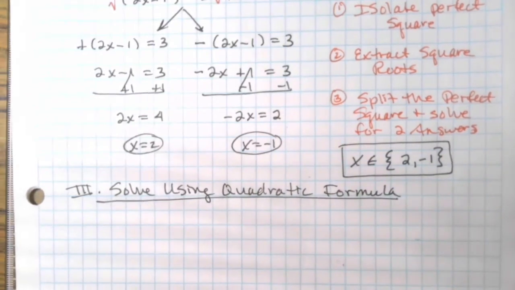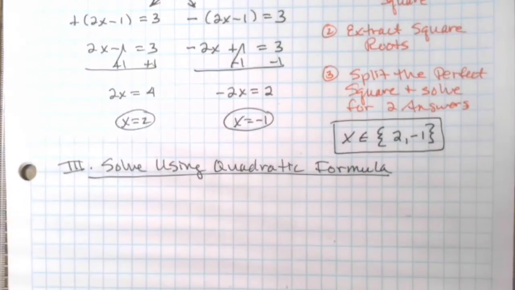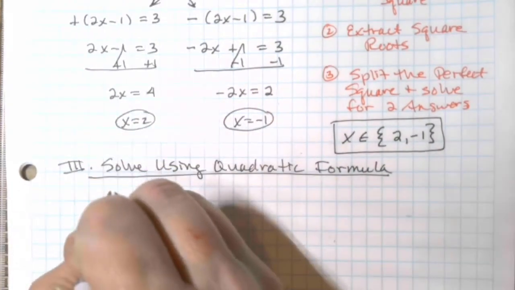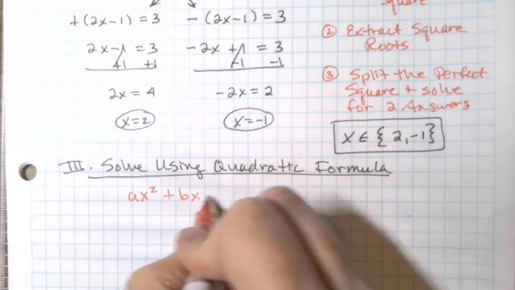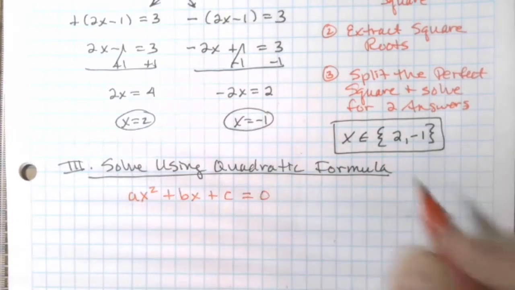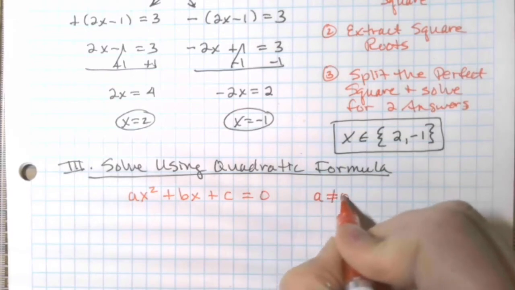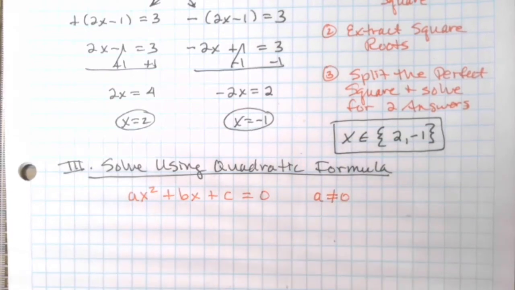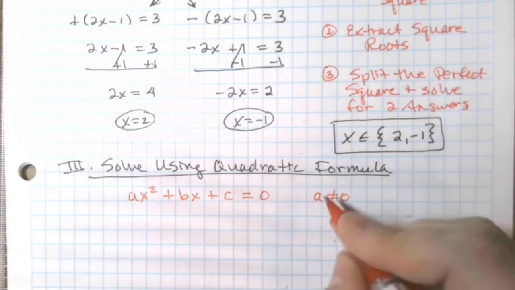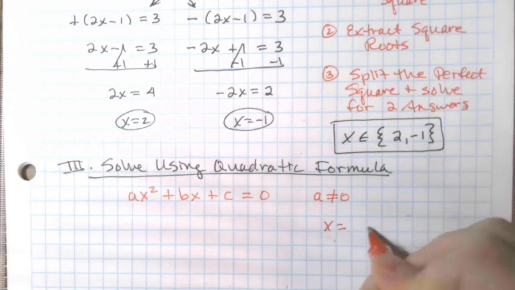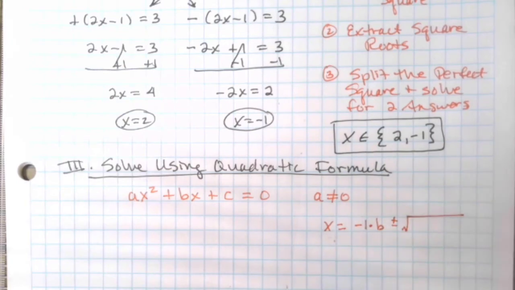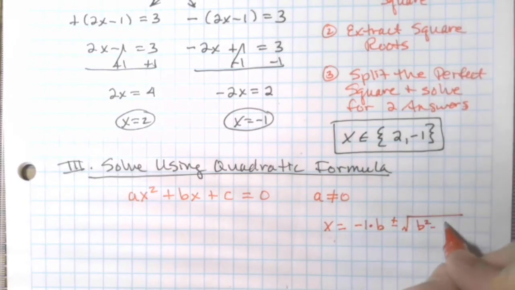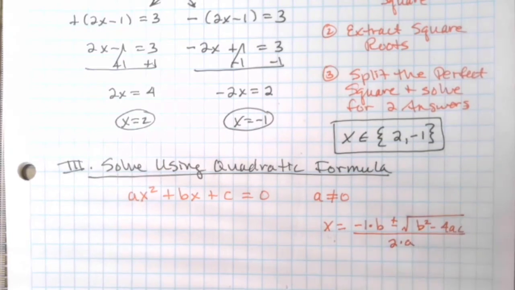Okay, so just to review, when you solve using a quadratic formula, you have to have your equation in the form ax squared plus bx plus c equals 0. The a term can't be 0 or it would not be a quadratic and this won't work. Your formula is x equals negative 1 times b plus and minus the square root of b squared minus 4ac, all over 2 times a.